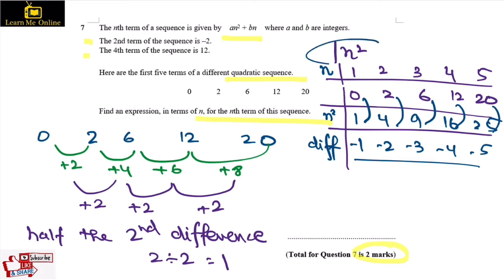To write them down together, we know the first term we have is n squared already. The other one, from here, we know that the next term is going to be -n. So if you compare them together, you know that the a value is 1 and the b value is -1.